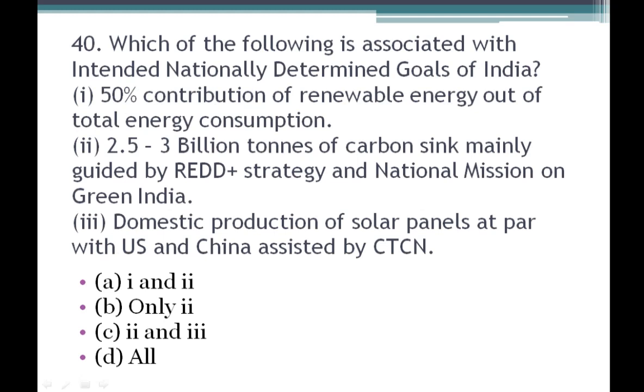Question number 40. Which of the following is associated with Intended Nationally Determined Contributions of India? Number 1. 50% contribution of renewable energy out of total energy consumption. Number 2. 2.5 to 3 billion tons of carbon sink, mainly guided by REDD Plus strategy and National Mission on Green India. Number 3. Domestic production of solar panels at par with US and China, assisted by CTCN. So the correct option is option B, that is only 2.